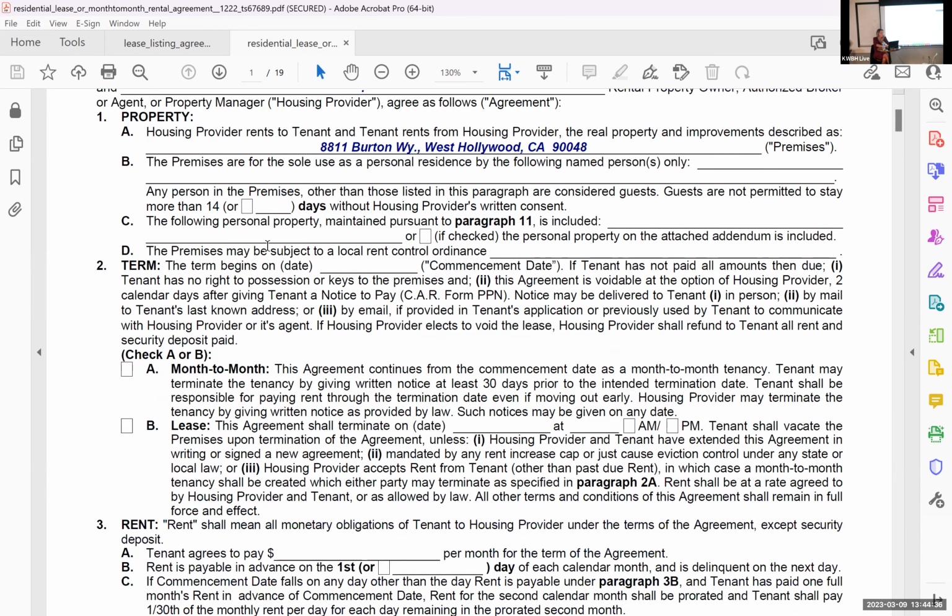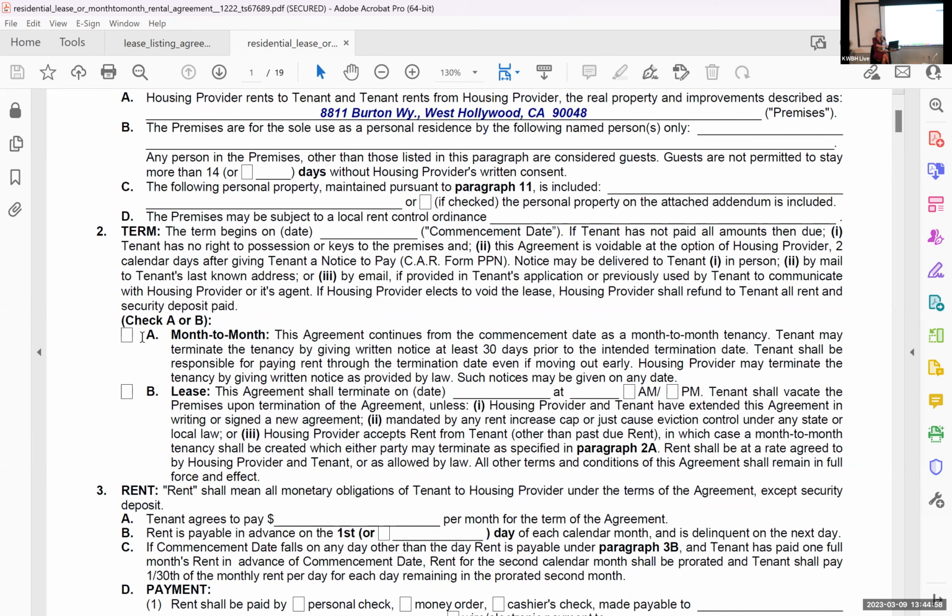Okay. Premises may be subject to a local rent control ordinance. Again, I do know what LA's is. I have the code. I don't want to get fancy or responsible for being right about this. I think it's good enough as it is written. Term, when does the lease start? Commencement date. Okay. Is it a lease or a month to month? And if it's a lease, when does it end?